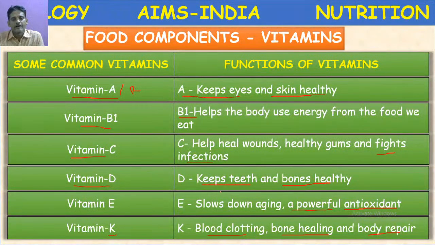Vitamin D keeps the teeth and bones healthy. It is required for the metabolism of calcium in the body. Vitamin E is also called anti-sterility vitamin. It slows down the aging and acts as a powerful antioxidant. Then vitamin K helps in clotting of blood, bone healing and body repairs. So let us proceed to the next slide.